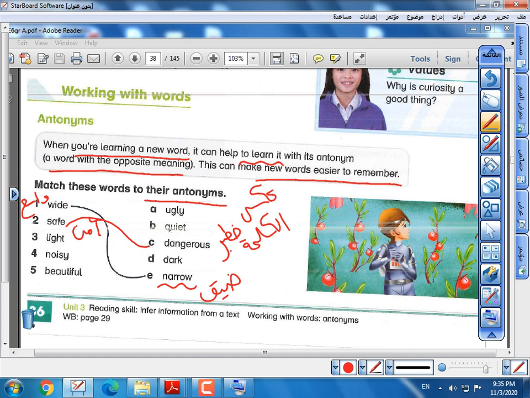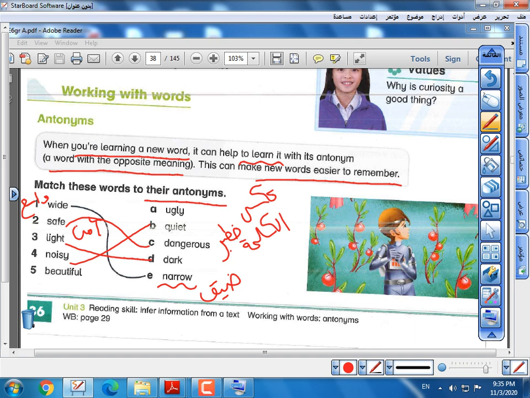Light means ضوء and the opposite of this word is dark عتمة، معتمة. Noisy, which means ضجيج أو إزعاج, and the antonym for this word is quiet. Okay, the opposite of noisy is quiet, اللي هي quiet معناها هادئ.